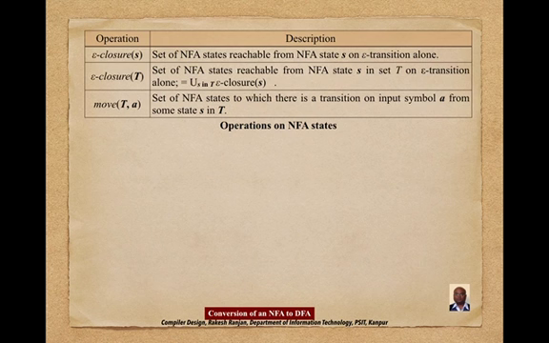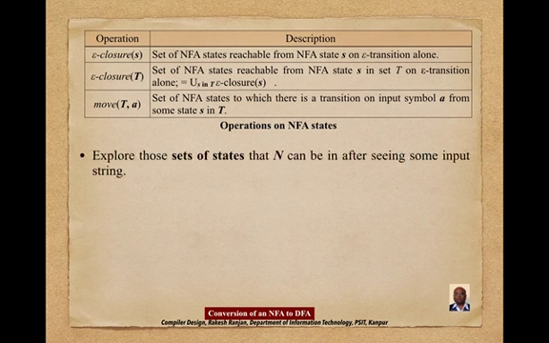Epsilon closure of state s is the set of NFA states reachable from NFA state s on epsilon transitions alone. What is epsilon closure of capital T? It is the set of NFA states reachable from some NFA state s in set T on epsilon transitions alone. Next we have the function move(T, a). This is the set of NFA states to which there is a transition on input a from some state s in T.